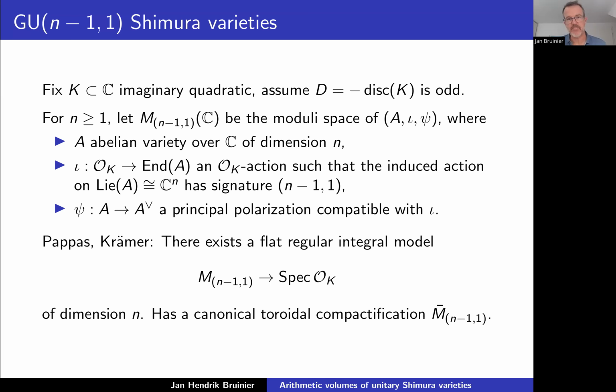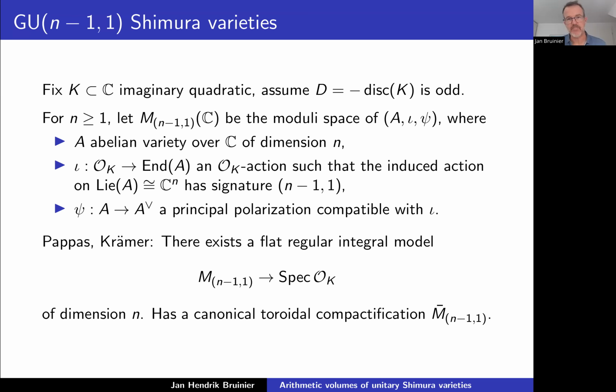And here we're again in the situation that we can look at the universal abelian scheme, say over such an MV, and one can look at the relative cotangent bundle at its top power, and this gives rise to a Hodge bundle. So this is first a line bundle on MV, on this integral model of this unitary Shimura variety.